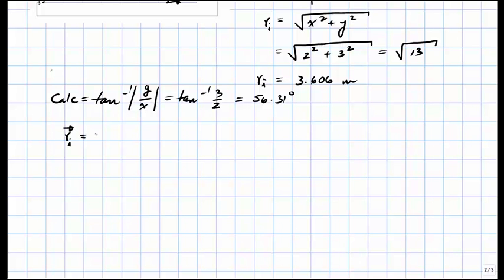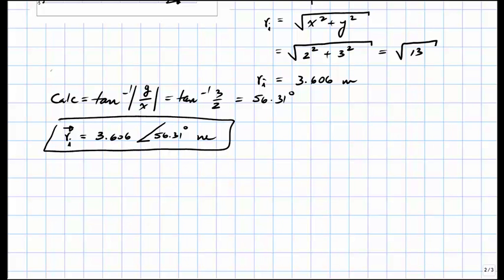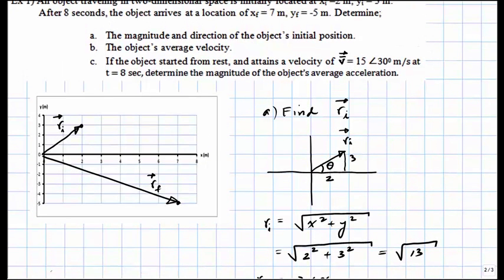The initial position can be described as 3.606 meters in magnitude, and the angle equals 56.31 degrees. Of course, the units are meters. Let's take a look at part B. In part B, we want to determine the object's average velocity.